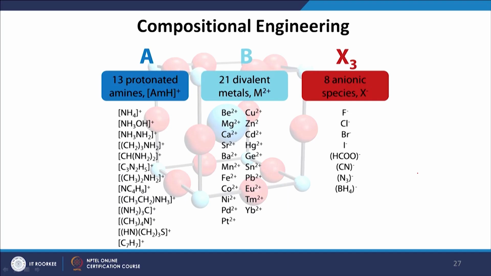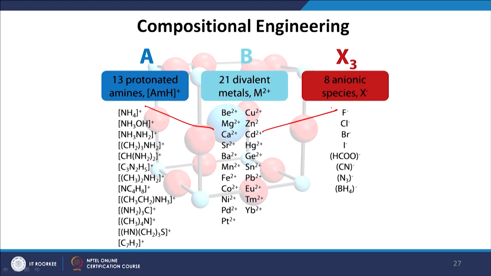Now, compositional mapping can be several fold. For here, A can be any of 13 protonated amines, for example NH4+, NH3OH+, NH3NH2+, or all of these things. As B, we can use these 21 divalent metals M2+. As X, we can use any of these. So, if we use any combination with any of the other combinations, we can get a compositional mapping, and all of these structural combinations will give us the perovskite structure.